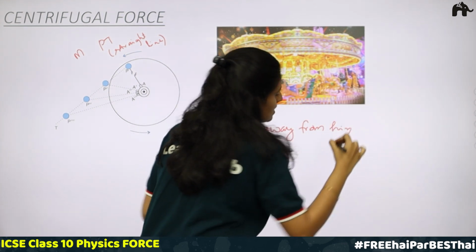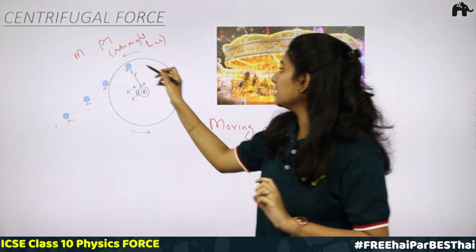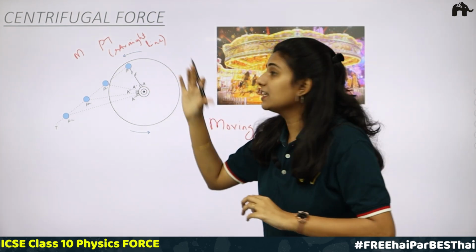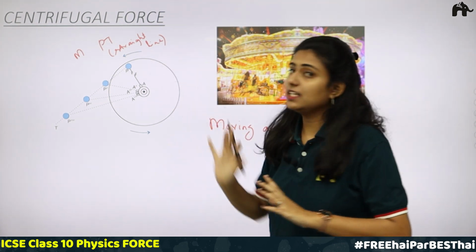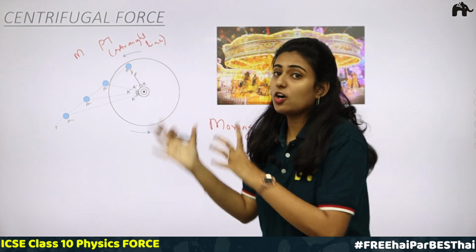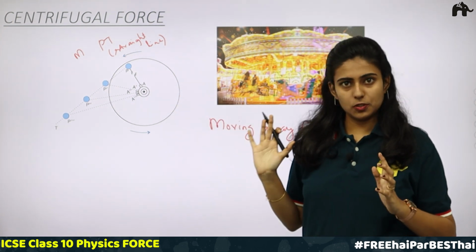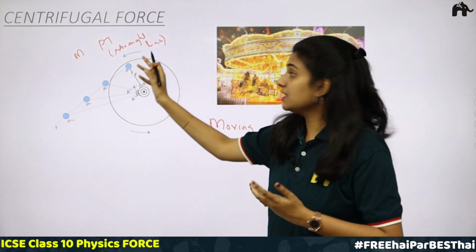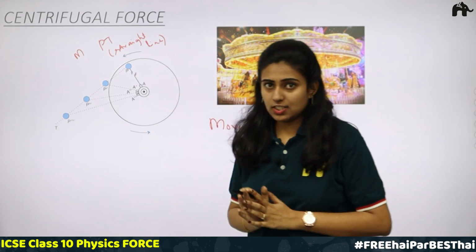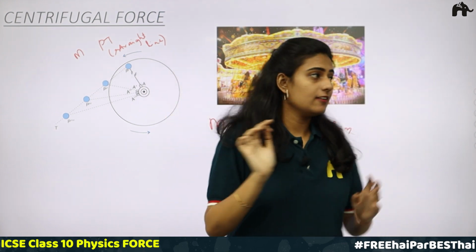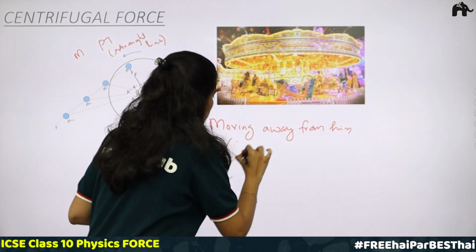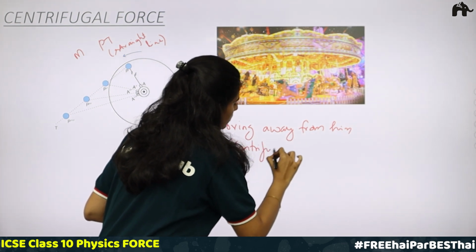This is the only difference. In the first case, how was it? The body and he were moving together, which means he feels that there is no effect, that is, the body is at rest. Now what happens? Here he is experiencing the body moving away from him. Here the centripetal force is cancelled. The explanation given is that when the body is moving away from him, it is actually due to the effect of centrifugal force.